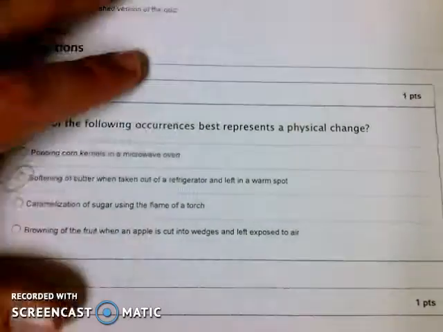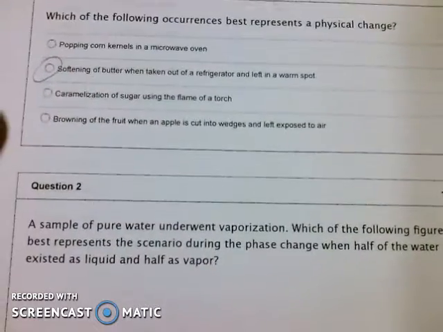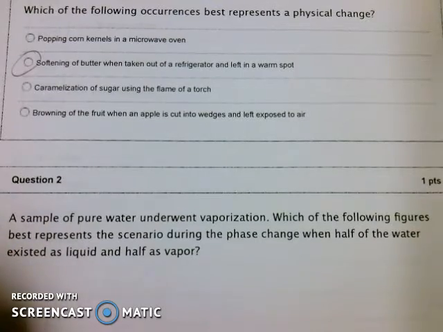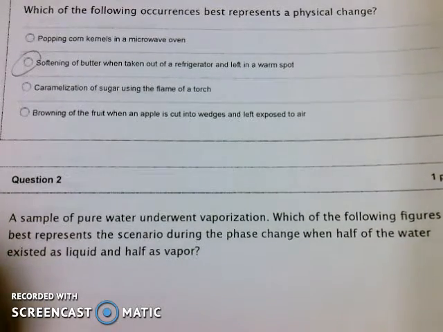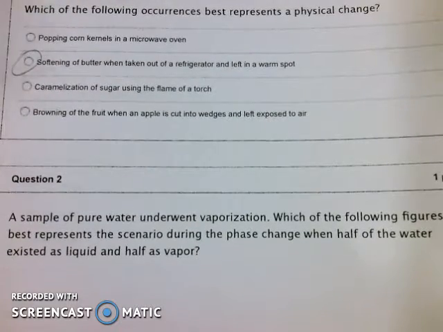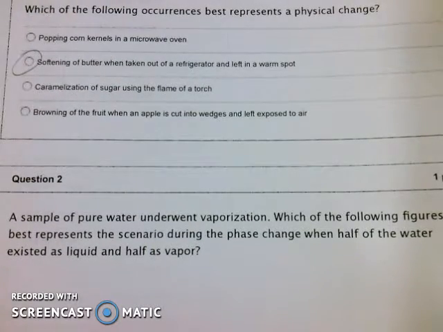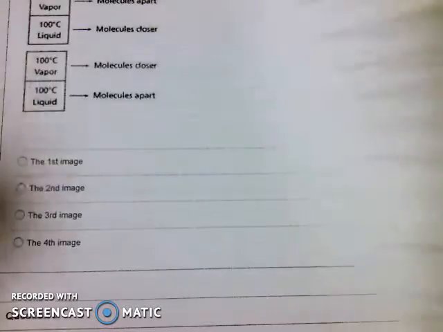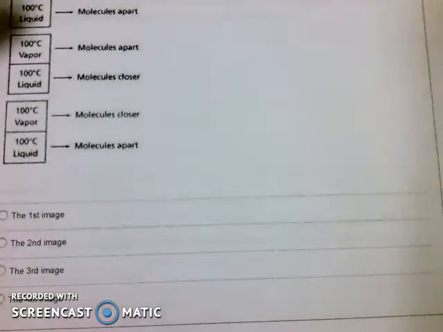Alrighty, number 2. A sample of pure water underwent vaporization. Which of the following figures best represents the scenario during the phase change when half the water exists as a liquid and half as a vapor? Okay, so we are in the middle of vaporizing our water, okay, of boiling our water. Half of it is vapor, half of it is liquid. Here's the pictures. All right.